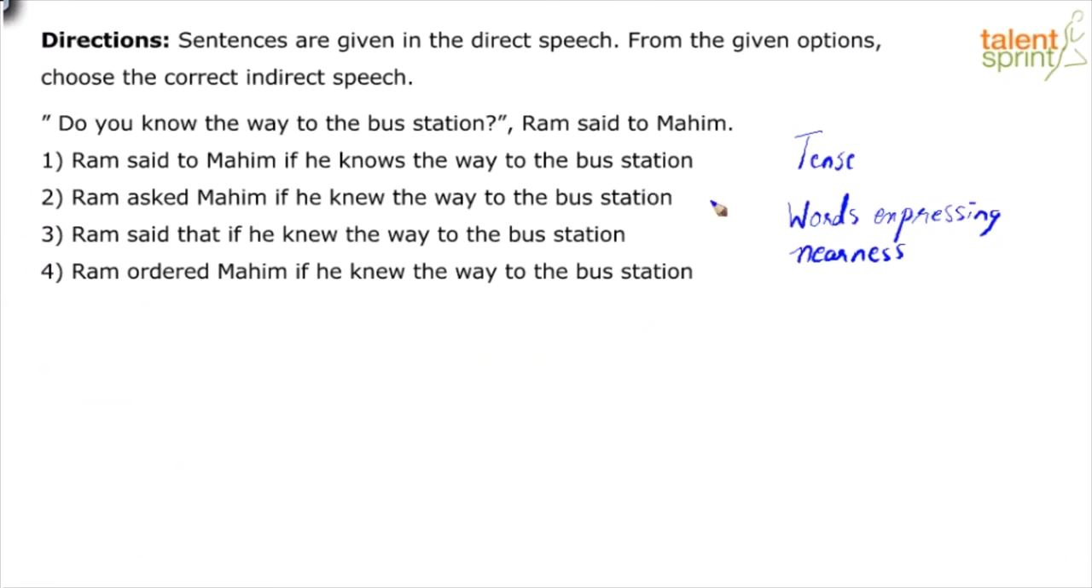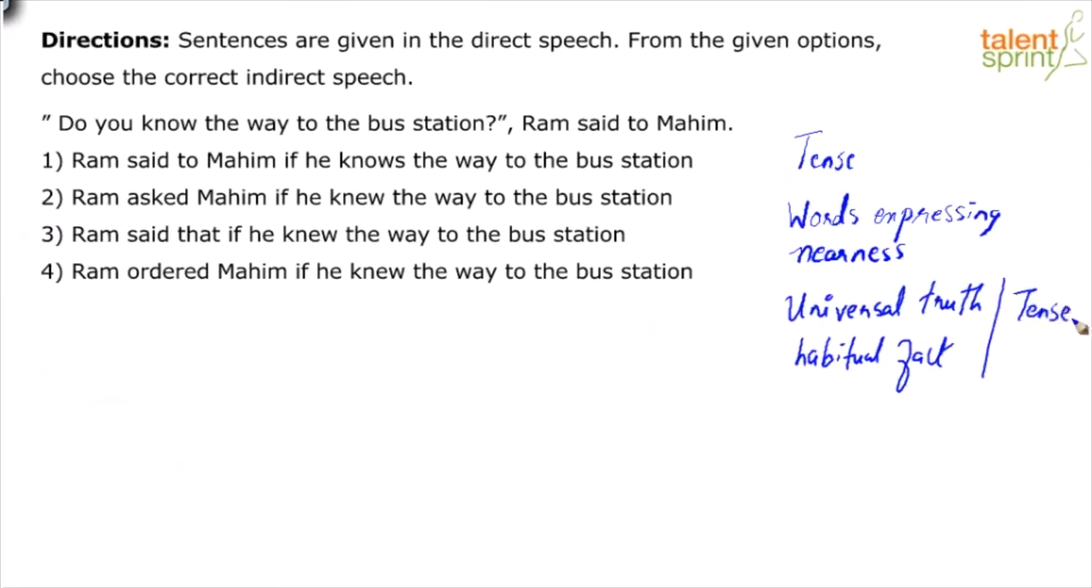What are a couple of other things that you need to keep in mind when it comes to direct indirect speech? Things like if there's a universal truth, or if it's a habit, some sort of a pattern, a habitual fact. Tense remains the same. It doesn't get changed. So these are all some pointers to know before you attempt these question types.